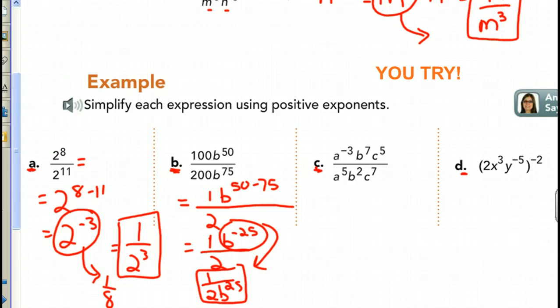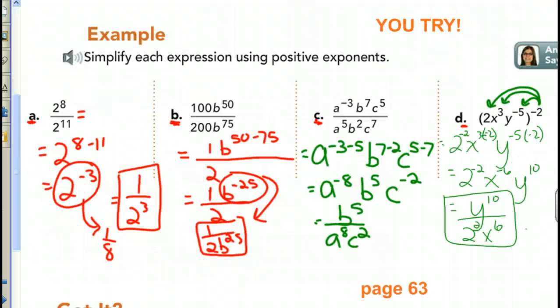All right, so now pause and see if you get C and D correct. All right, so C, you should have gotten B to the 5th over A to the 8th times C squared. Notice this step right here: negative 3 minus 5 gives me a negative 8. 7 minus 2 gives me 5. 5 minus 7 gives me negative 2. When we have negative exponents, we move them down. We keep the positive ones on top.